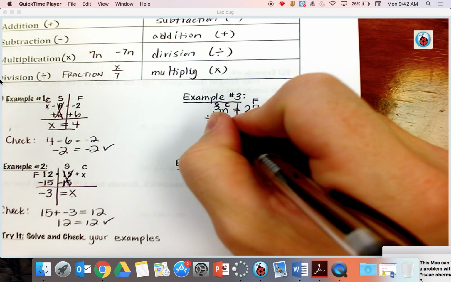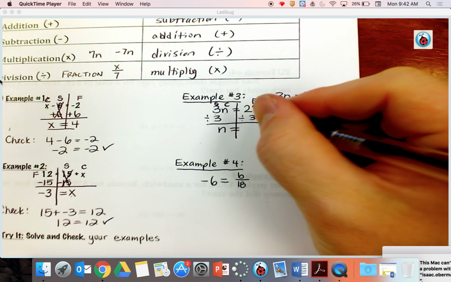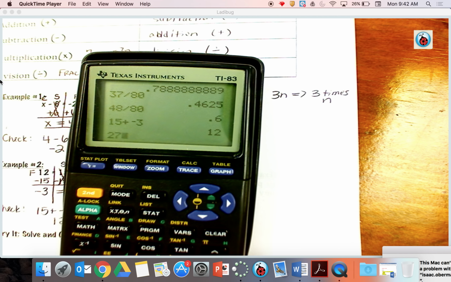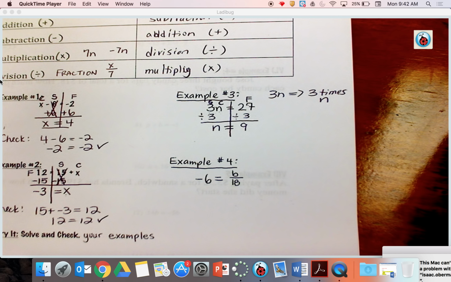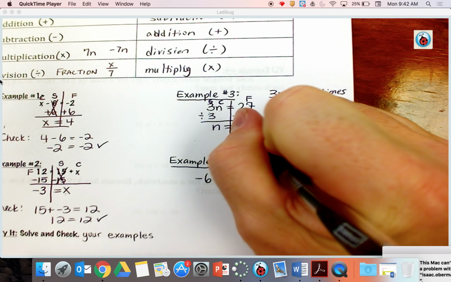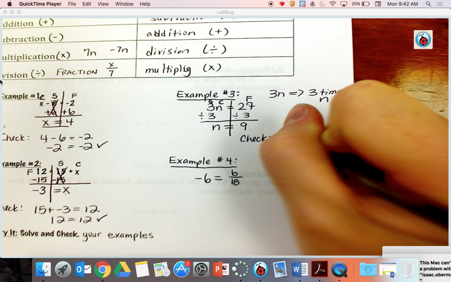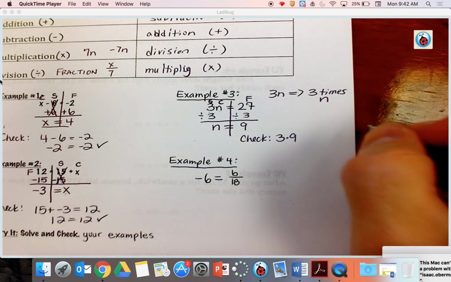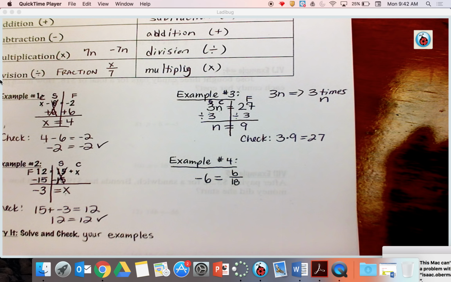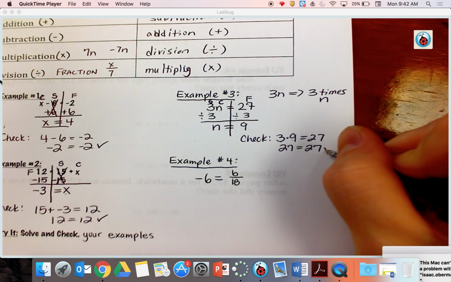3 divided by 3 is 1, so that goes away. So I'm just left with a single n. And 27 divided by 3, put that in my handy-dandy calculator, I get 9. 9 is my solution. And I'm good to go there. But let's check it just to make sure. I have 3 times, what does my n equal? 9. Just using the equation that's given to me. Should equal 27. 3 times 9 is 27. 27 equals 27. I'm good to go.